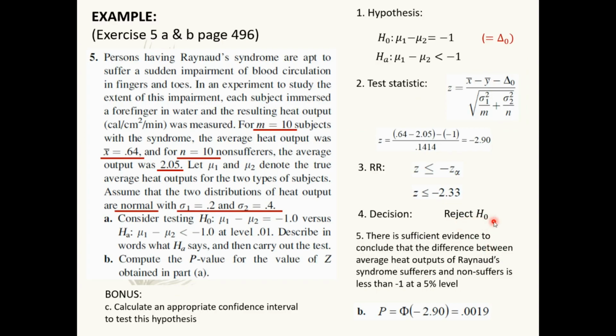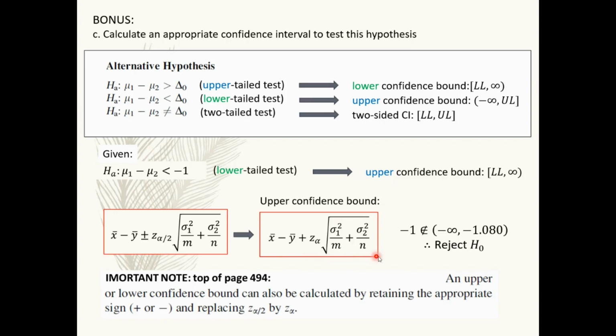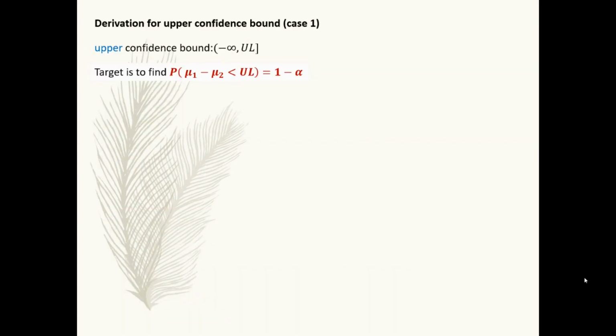You should always arrive at the same conclusion, whether you use the p-value approach, the test statistic approach, or the confidence interval approach. We can now move on to the actual derivation, which you should be able to do. Let's see how we come to this result using the derivation approach and not going straight from here. You always keep your target in mind. When you want an upper confidence bound, you have your target, in this case mu1 minus mu2, and then your upper limit, UL, equal to 1 minus alpha.